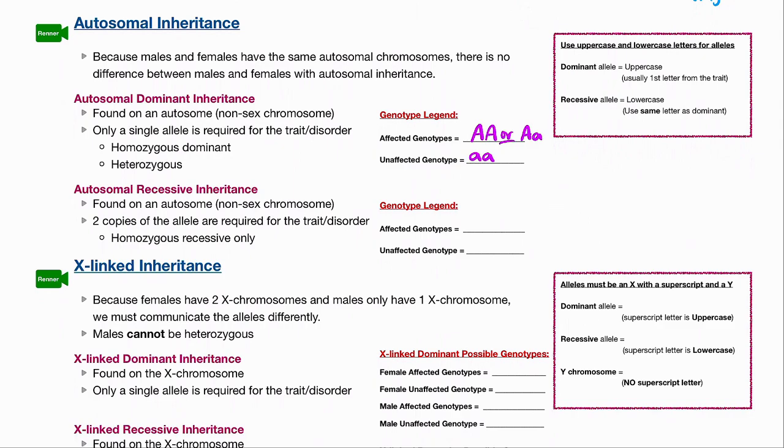Okay, so if it's autosomal recessive, then the affected in this case has to have two little a's. This is the reverse. So in this one, the affected, if it's recessive, needs to be that. And then the unaffected would be big A, big A, or big A, little a. Okay, so the ones that are affected by an autosomal recessive disorder would be little a, little a.